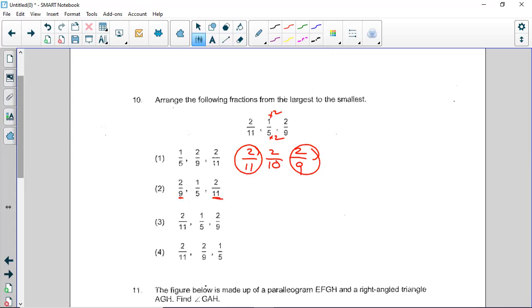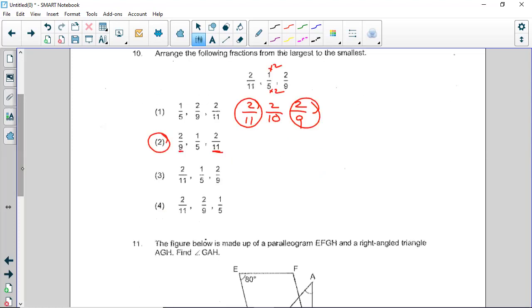So that's how you compare. The biggest fraction is the one that has the least number of parts, and the smallest fraction is the one that has the most parts. So your answer will be number 2. Are you clear? This is what you learn in, I think, primary 3, right? In primary 3, you learn how to look at the numerators and compare the numerators. All right, this is primary 3. Okay, question 11. Any questions so far before we go on?